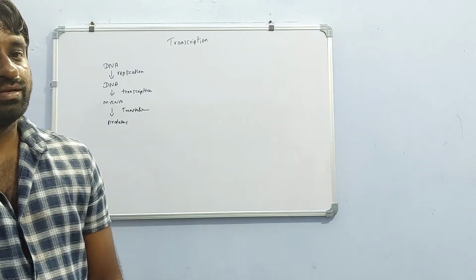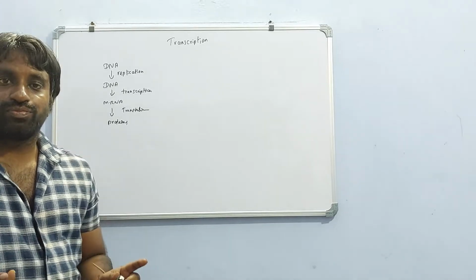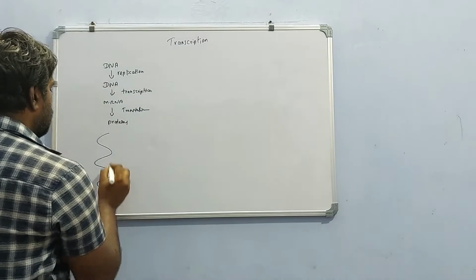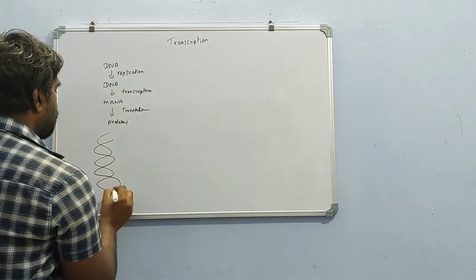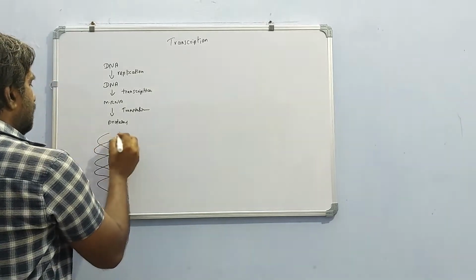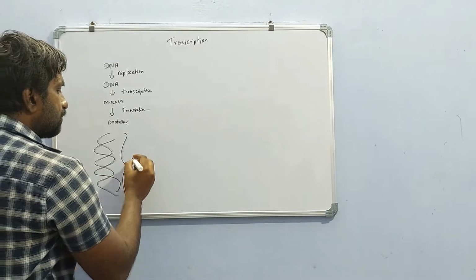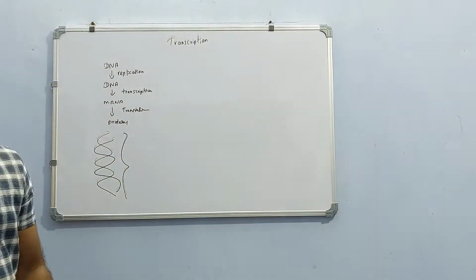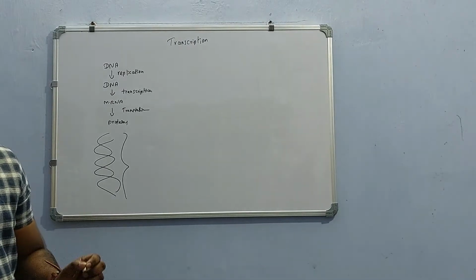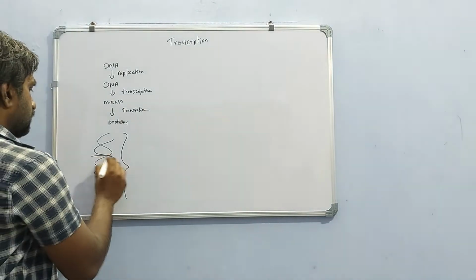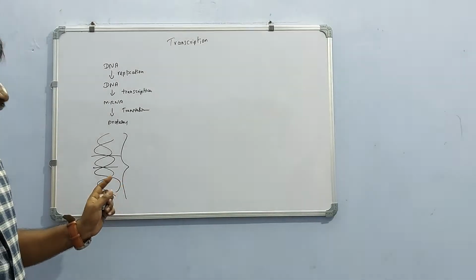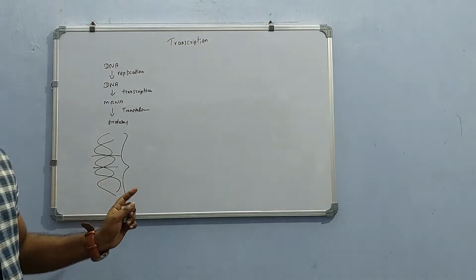Suppose this is the DNA. In the process of replication, the entire DNA is replicated. But in the process of transcription, only a segment of DNA is transcribed. That is, a gene gets transcribed.